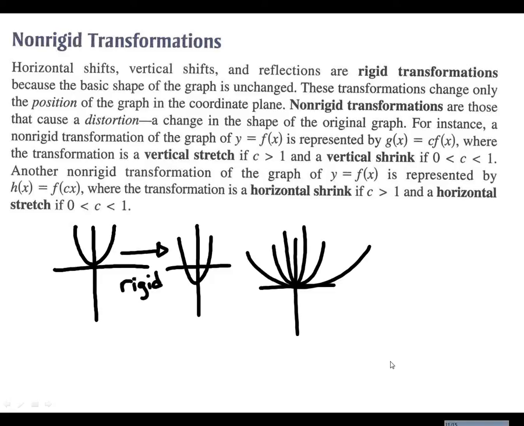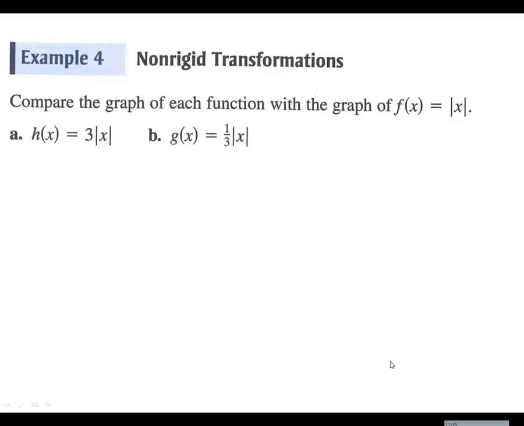And if we're changing the size, the stretch of a function, this would be a non-rigid transformation. So let's look at some examples here. Compare the graph of each function with the graph of f of x equals x.